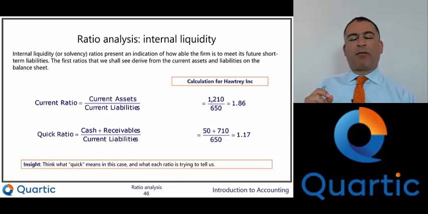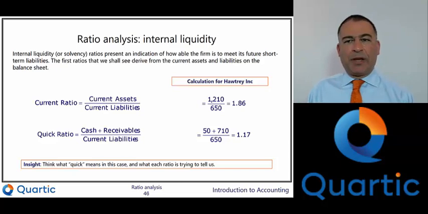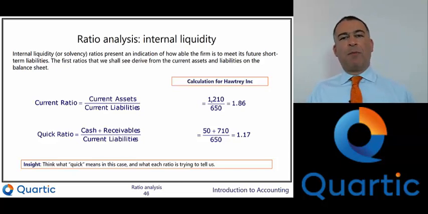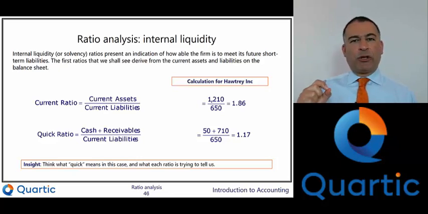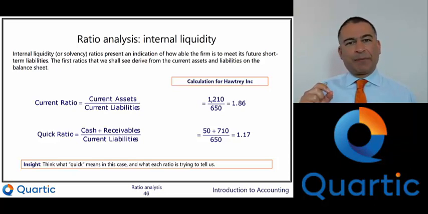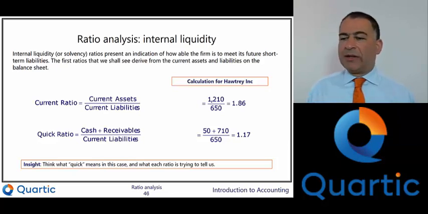So when we look at the current ratio, you want current assets to be generally quite big and current liabilities to be generally quite small. And therefore, the bigger this ratio is, the stronger this aspect of the company looks. So here we have 1.86. It means that our current assets are nearly twice as big as our current liabilities.